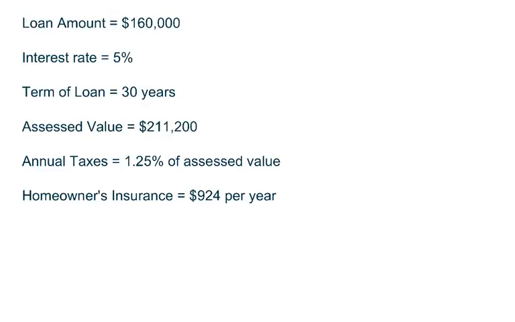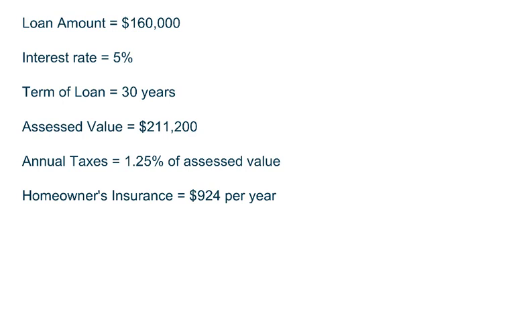In working to calculate the entire monthly mortgage payment, we need quite a bit of information. Here what we've got is the loan amount, which is the amount of money that was borrowed, the interest rate, which here is 5%, the term of the loan, which here is 30 years, the assessed value, which is the value placed on the property by the county of $211,200, the annual taxes, also established by the county, and here that's 1.25% of the assessed value, and then homeowners insurance, which in this case is $924 per year. We're going to look at how all these factors contribute to the entire monthly payment.